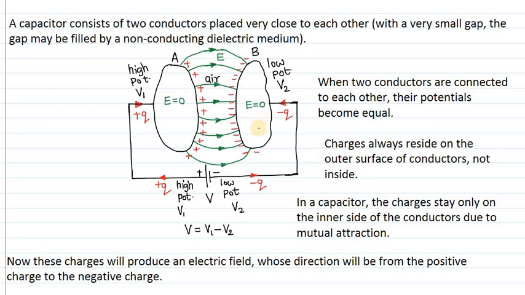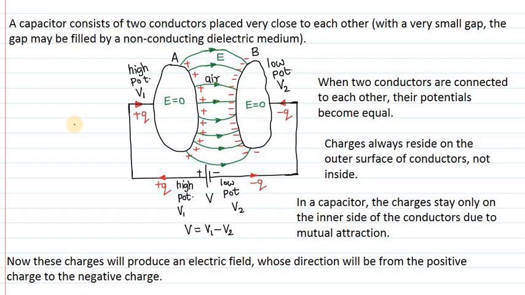In fact, now if you disconnect the battery, if you cut the wires and remove the battery, then also these charges will remain on the conductors. Why? Due to mutual attraction between them. They will not go anywhere. They are not lost. If you disconnect the battery, then also in between the two conductors an electric field would be present and the charges will be retained on the surfaces.